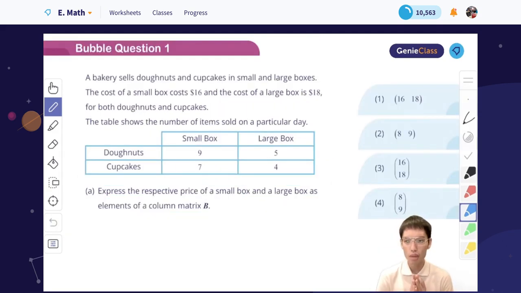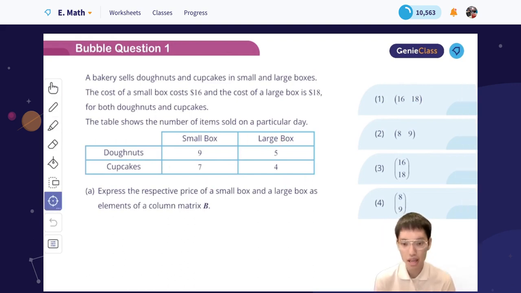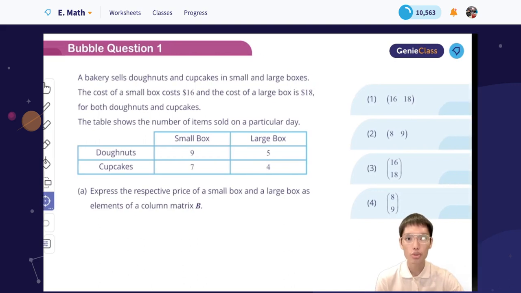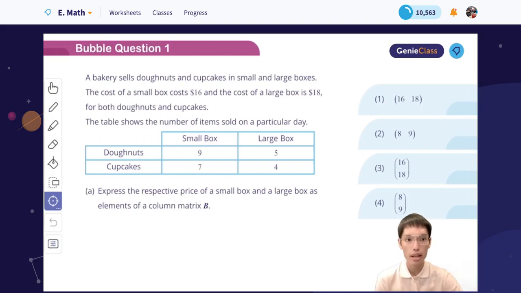Now let's go on to bubble question 1, shall we? Just now you realize it's actually the same question: 9, 5, 7, and 4. But right now, I actually want to write it in the form of a column matrix for this price. How do I write it? Okay, let's initiate the feedback. Launching the bubble launcher in 3, 2, 1, and let's go.